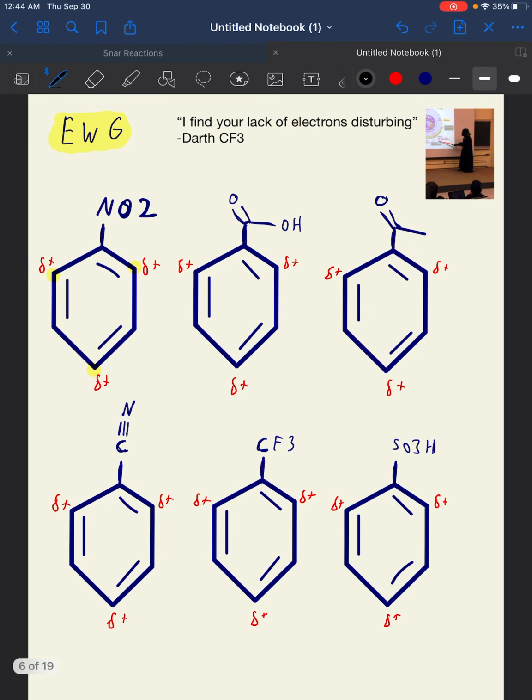So moving on to electron withdrawing groups. These bad boys actually make the benzene ring electron deficient. So what does that mean? That means the ortho and para positions are going to be electron deficient when dealing with an electron withdrawing group. But what does that mean for the meta position? Well, if the ortho and para positions are electron deficient, that leaves these bad boys, which I'll highlight in blue, electron rich. So what does that mean?